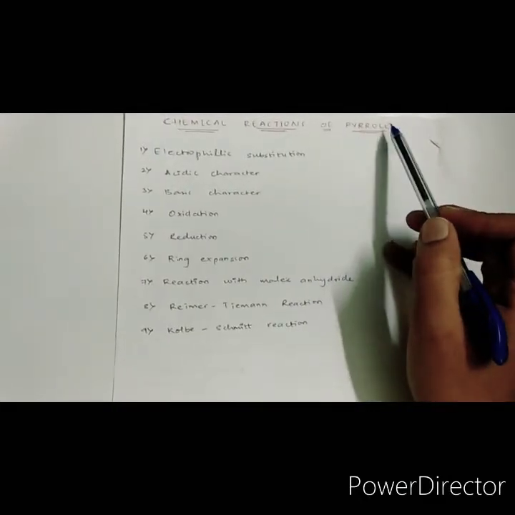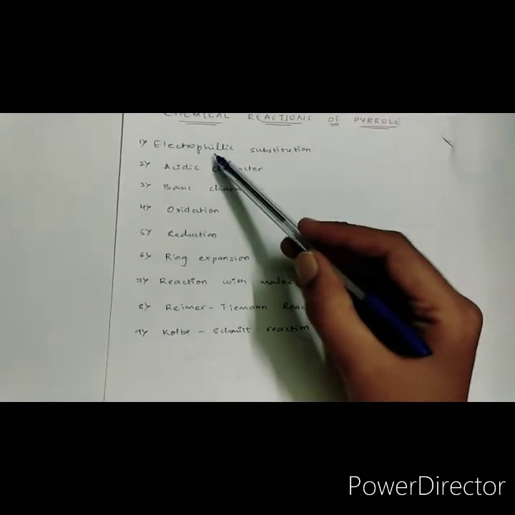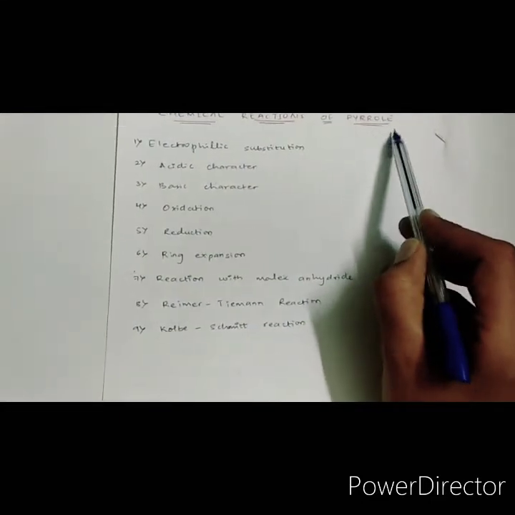In this video, we will be learning about the chemical reactions of pyrrole. In the last session, we had learned about pyrrole, its introduction and synthesis of pyrrole using different methods. So in this session, we will see how pyrrole is reactive and the different chemical reactions that can be performed using pyrrole. So these are the list of different chemical reactions that pyrrole undergoes.